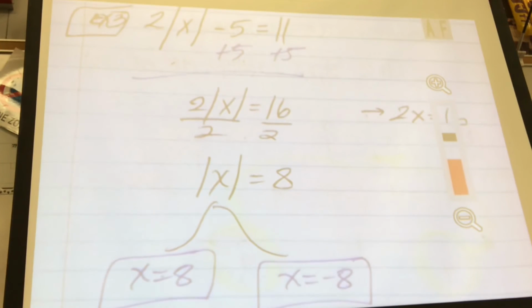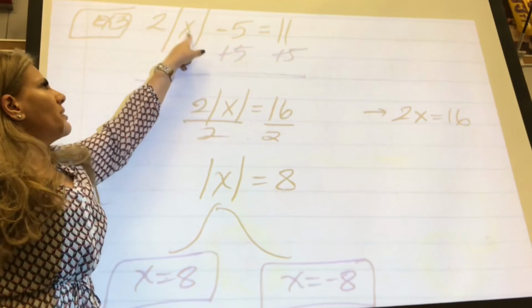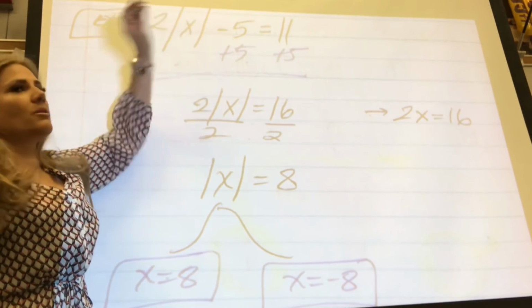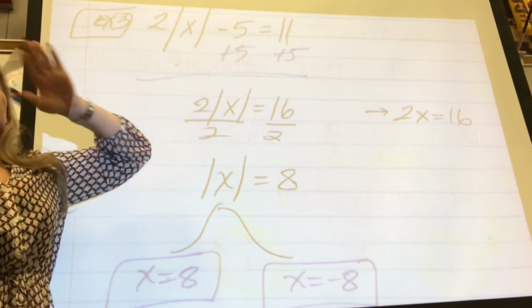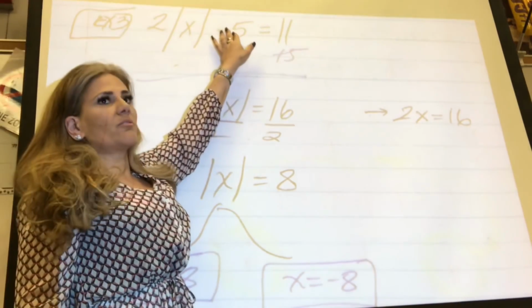Here we go. Let's check 8 and let's check negative 8. Jameson, check 8 with me. Plug in 8 right here. What's the absolute value of 8? Listen to what I asked you. What is the absolute value of 8? 8. 8 times 2? 16. Minus 5? 11.